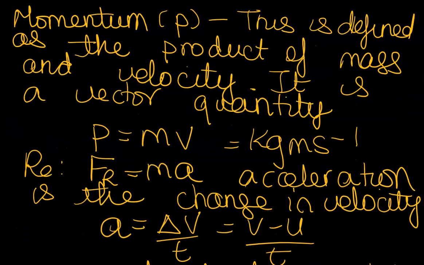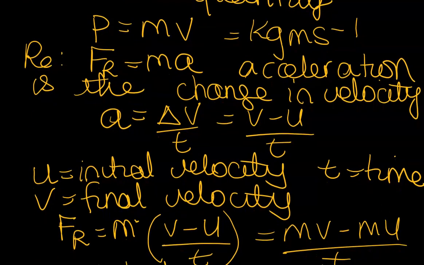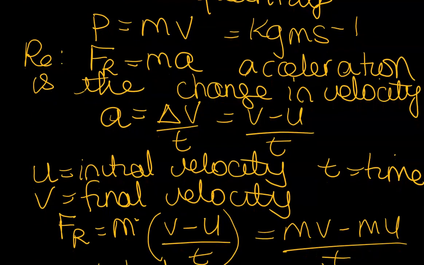Okay, so now we're going to look at momentum. So momentum, like force, represents a vector quantity, and more so, it is specifically defined as the product of mass and velocity. It is symbolized by P, and it is equal to mv. Now, we consider that you can have a relationship between resultant force and momentum.